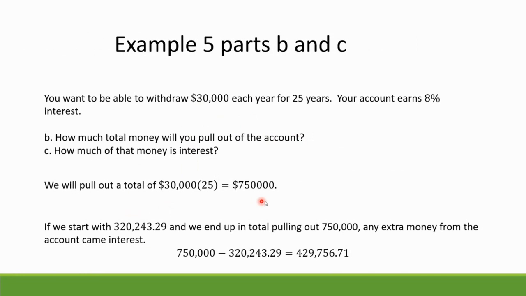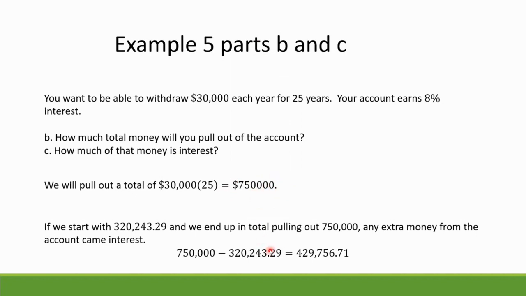Well, how do we get that? We just multiply. It's $30,000 per year times 25 years. And that's equal to this amount. So again, this is how much we end up taking out altogether.